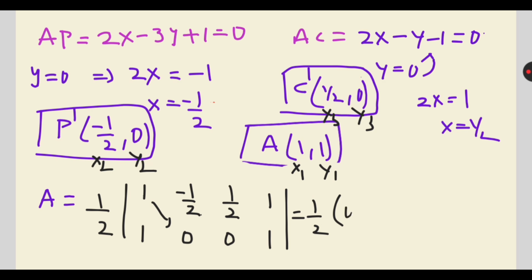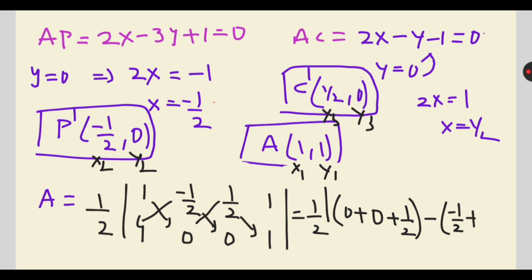1 times 0 is 0, plus 0, then minus. Now we have to multiply from right to left. Minus 1/2 plus 1/2 times 0, which is 0, 1/2 times 0, which is 0. So here is only 0. Here we have a 0 plus this, remove.